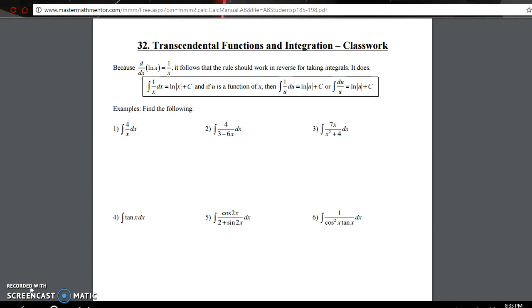Hey guys, so today I'm going to try and teach you transcendental functions and integration. So these are just the integrals of ln and e, and make sure you remember your basic integral rules.